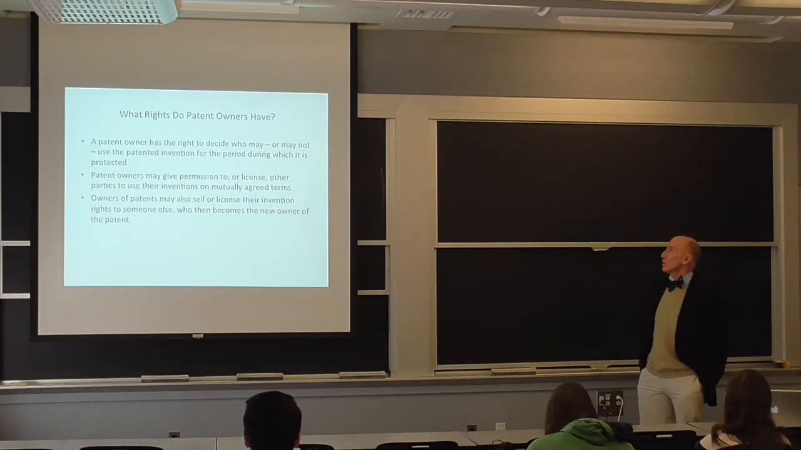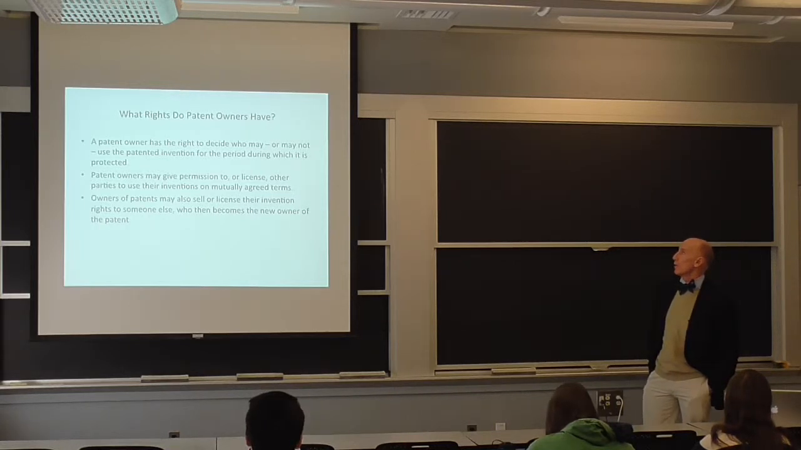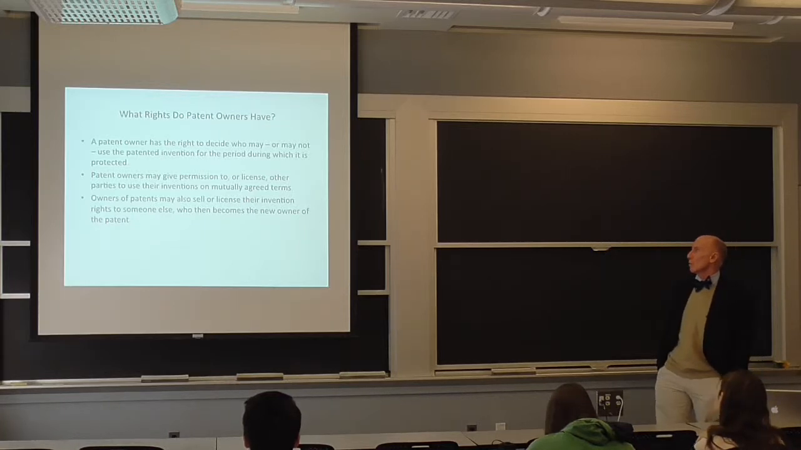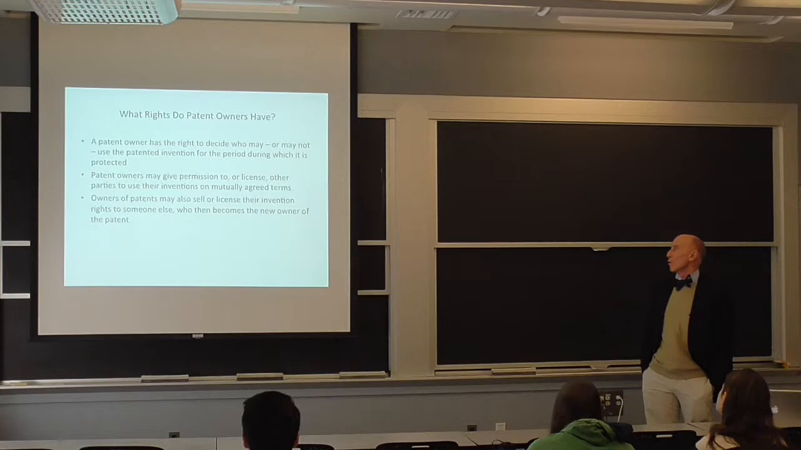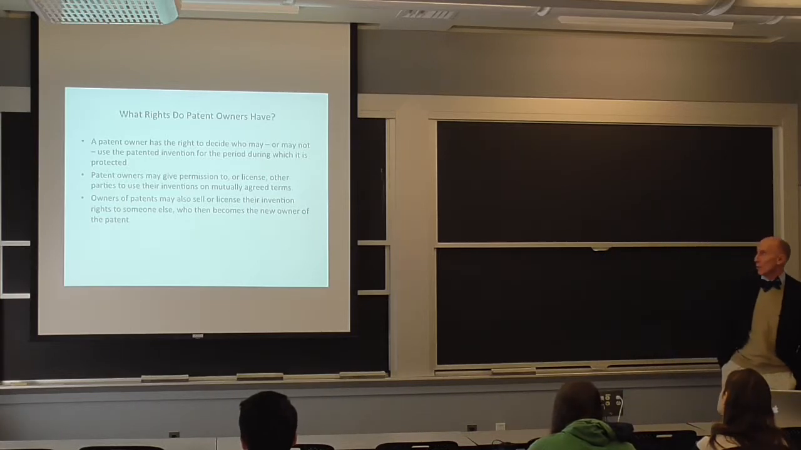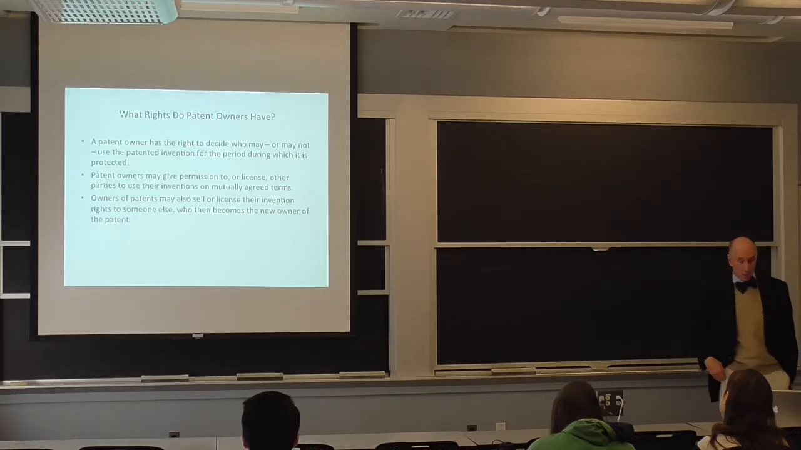Generally speaking, what rights do patent owners have? A patent owner has the right to decide who may or may not use the patented invention for a period during which it is protected. Patent owners may give permission or license other parties to use their inventions on mutually agreeable terms, and owners of patents may also sell or license their invention to someone else, who then becomes the new owner of the patent.